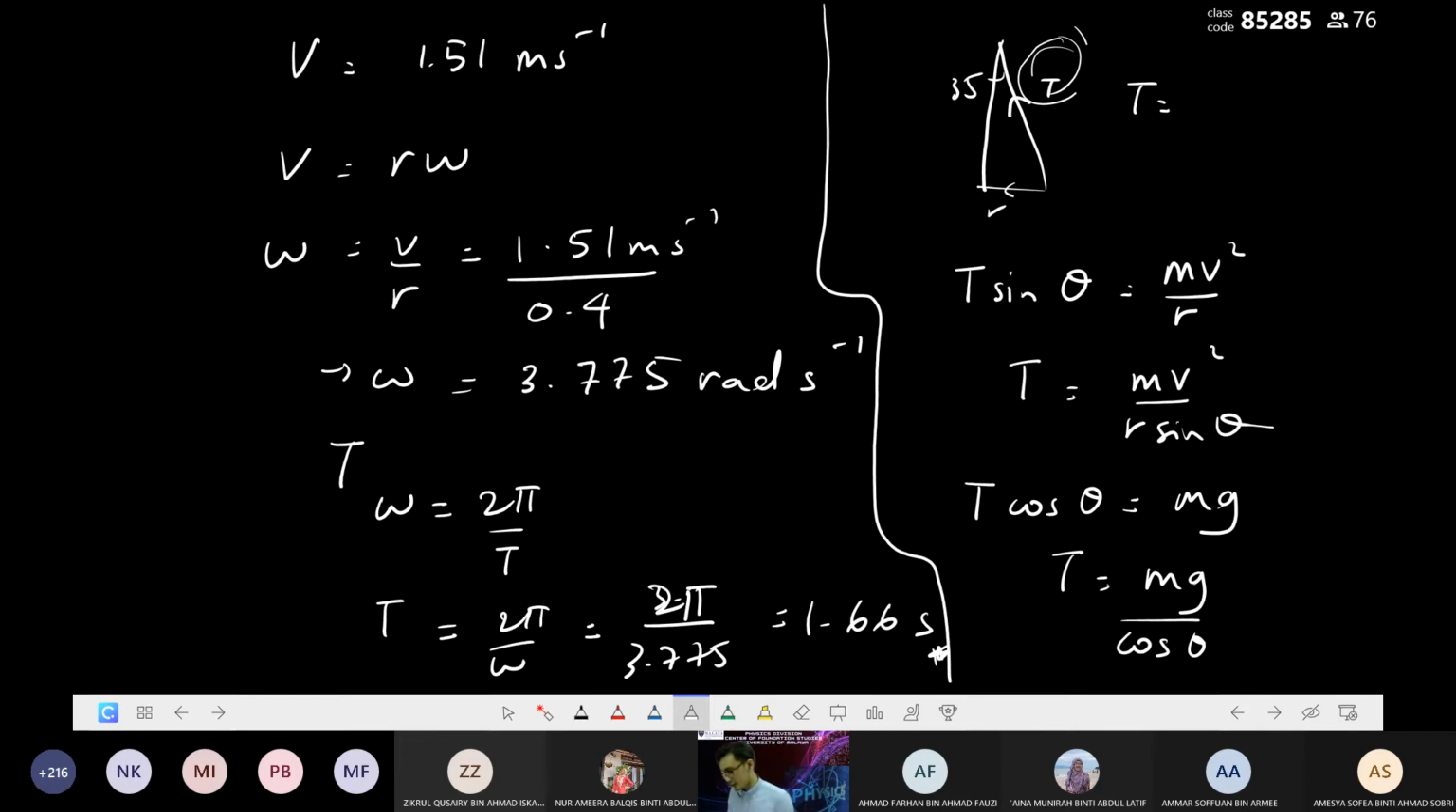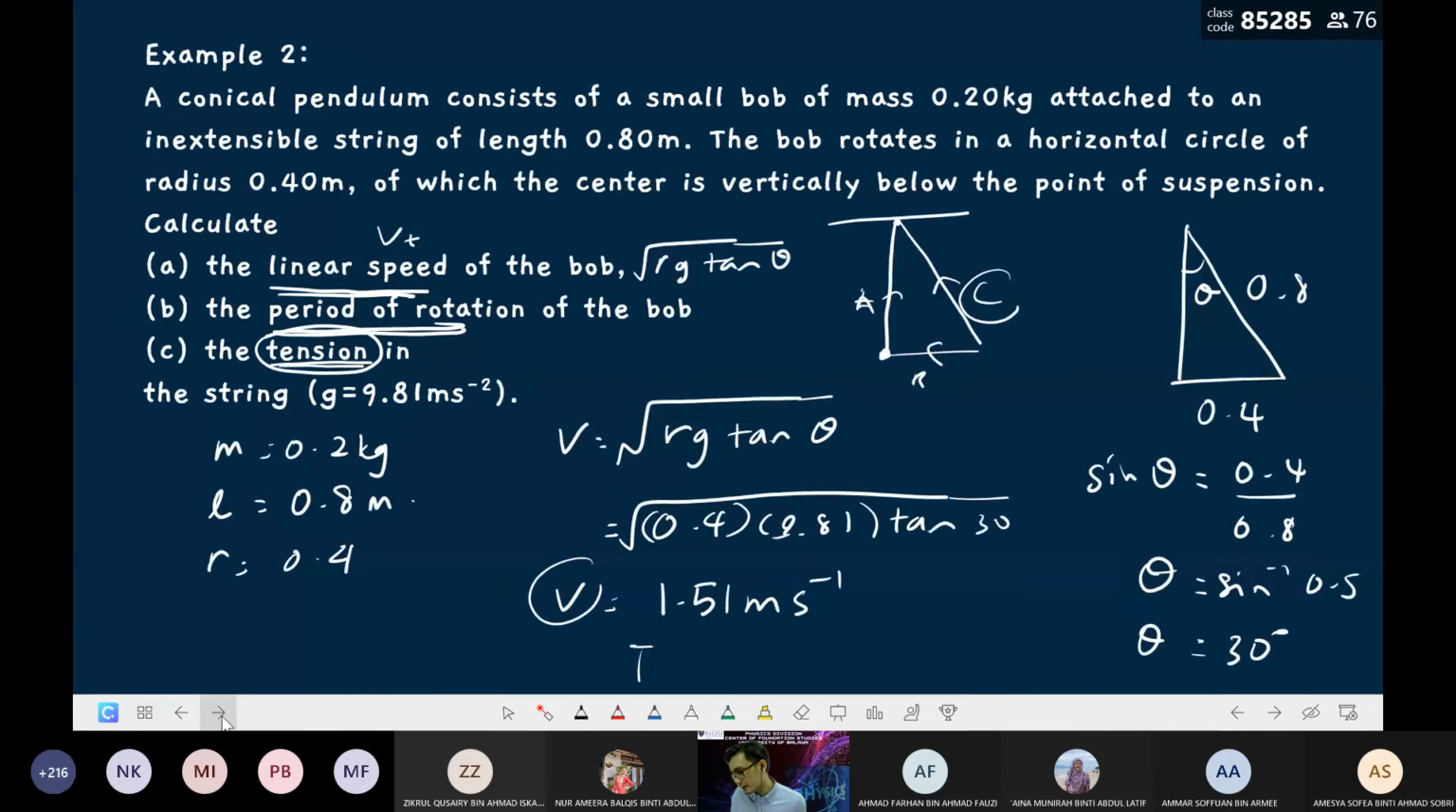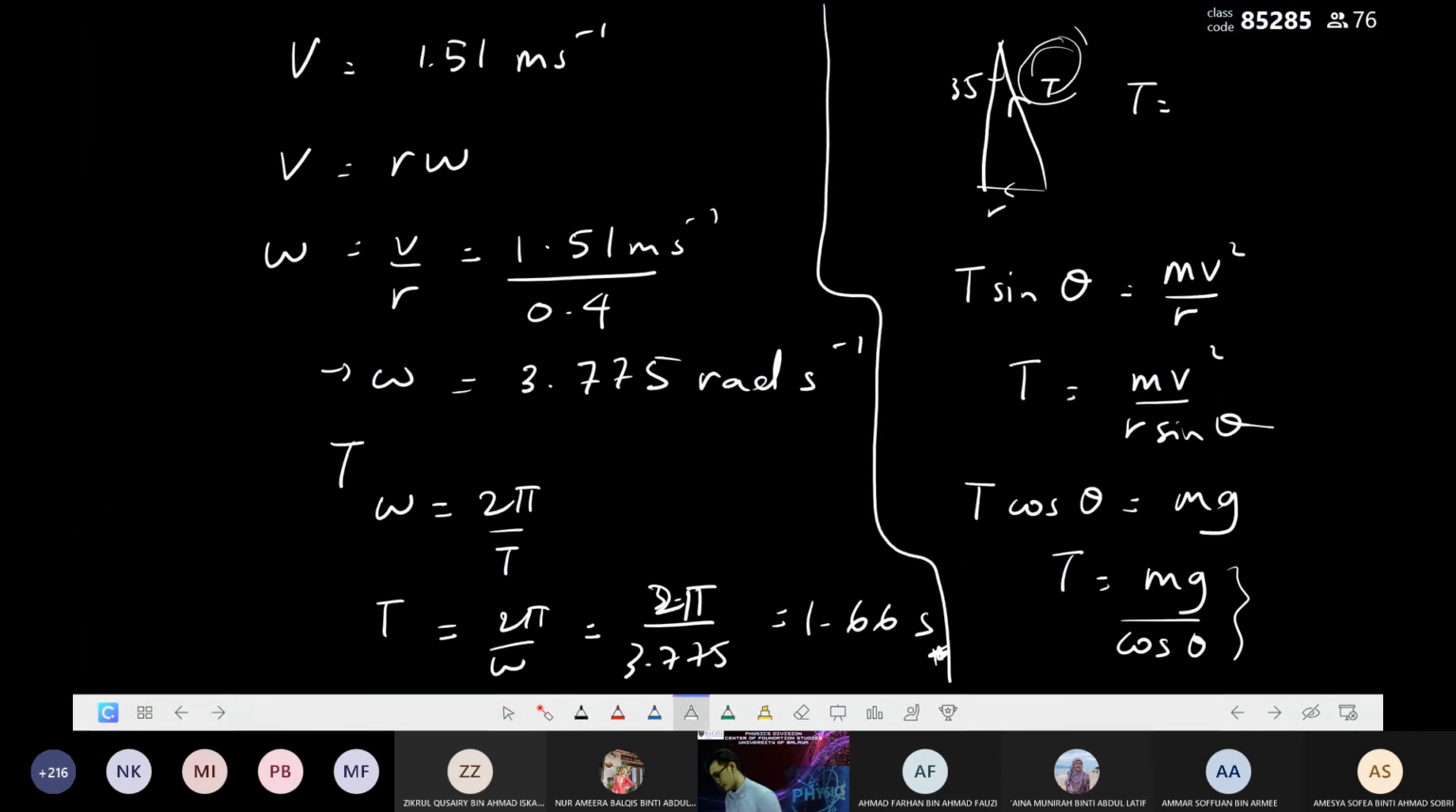Berapa tension? Boleh tolong kira. M adalah 0.2. So saya ambil yang ni 0.2 darab gravity 9.81 divide by our cos 30. Berapa? 2.27 Newton. Okay, kalau you guna ni pun jawapan yang sama juga diberi.